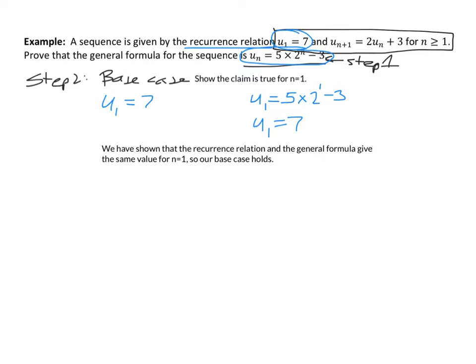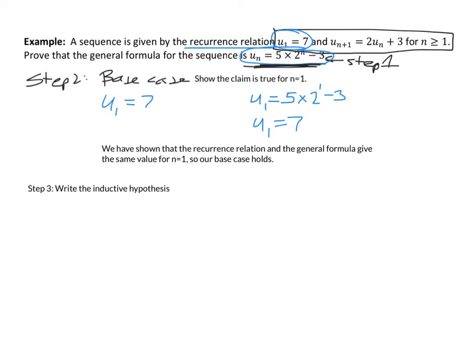So let's go on to step 3, right? Step 1 was given to us in the problem. Step 2 is our base case. Step 3 is supposed to be our inductive hypothesis, right? So what do we do in the inductive hypothesis? Really, all we need to be doing is writing down, we're sort of assuming that my general formula or my claim is going to be true for n equals k.